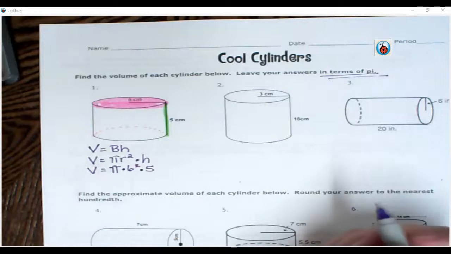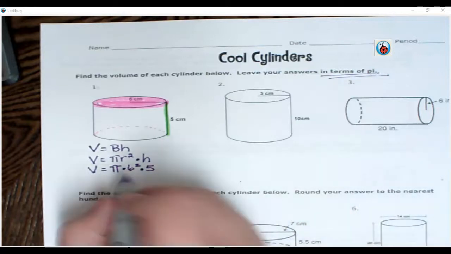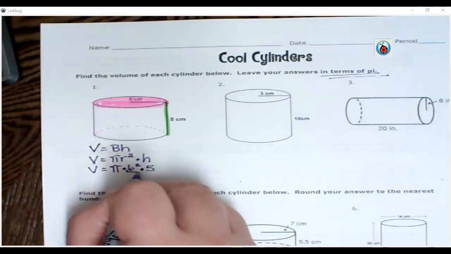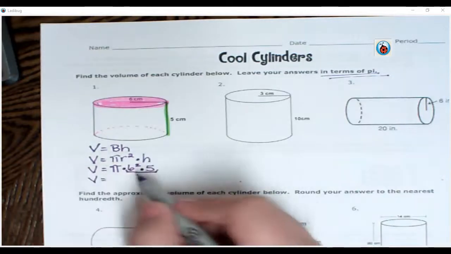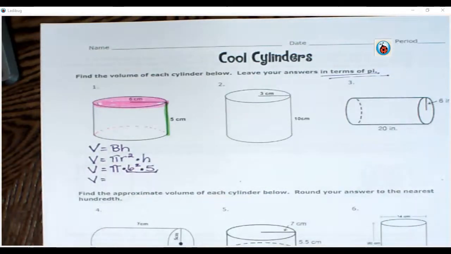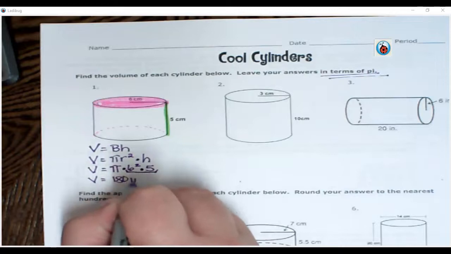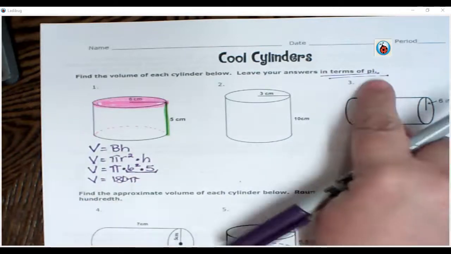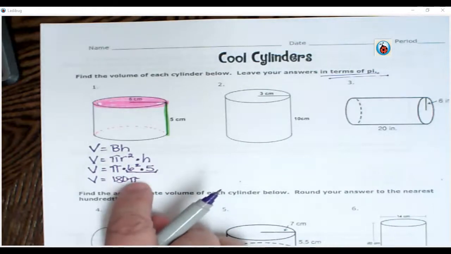All right, now what you're going to do when we solve these, you're always going to solve the numbers first. You're always going to leave pi for the very end. So we have to first just do this information in our calculator. So 6 squared is 36 times 5 is 180. So I have 180 times pi. But remember, it said leave my answer in terms of pi. So there's my answer. I got to keep the pi symbol.